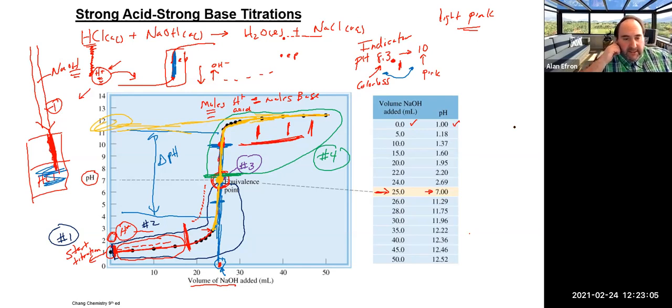Also, just to let you know, in terms of calculations, you do come across problems where they're asking what the pH is at multiple points along the way. So they may say, calculate the pH in this titration after 2 milliliters of base is added, and then 4 milliliters of base is added, and then 10 milliliters of base is added, and so forth.